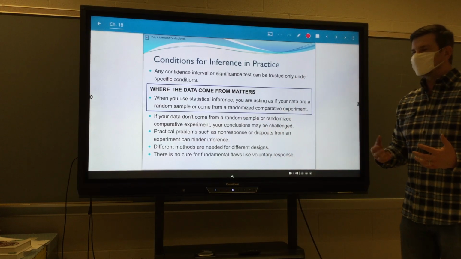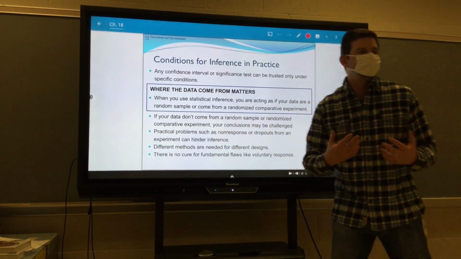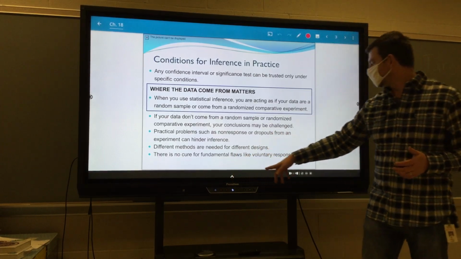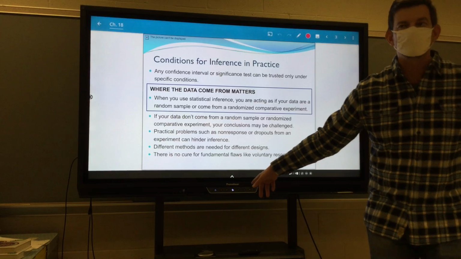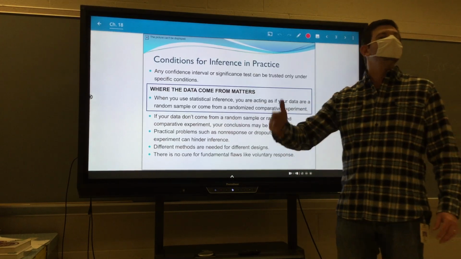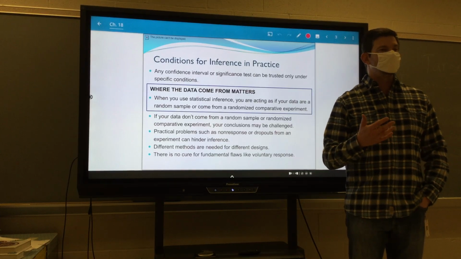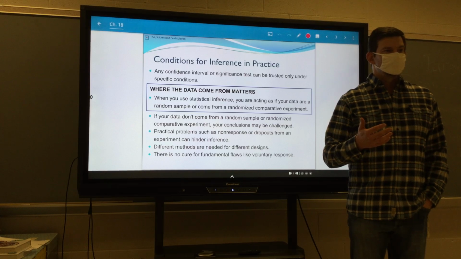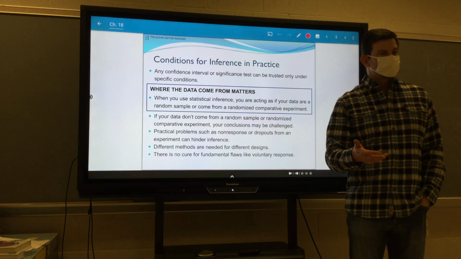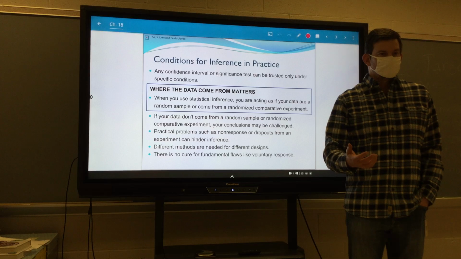Well, that doesn't mean that you can willingly have flaws in your execution. There is no cure for fundamental flaws, like a voluntary response sample. We talked about this, how if you have people who are going out of their way to participate and provide data, provide their opinions, those people are probably strongly opinionated on that issue, and you're going to get biased data, biased results.